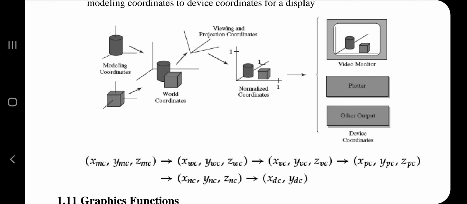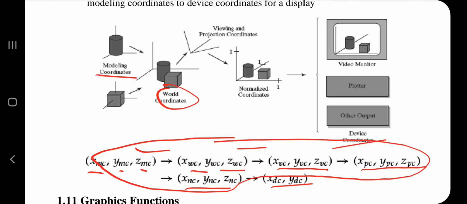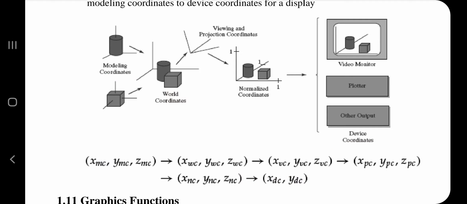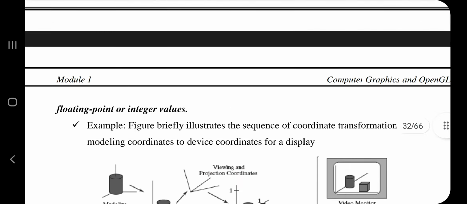Okay, so how to remember the equation? MC is nothing but modeling coordinates, WC world coordinates. In the same way, viewing coordinates, projection coordinates, normalized coordinates and device coordinates. In all of these you will have three values, x, y, z, but in the last one, which is device coordinates, you will just have x and y. So this is how you draw this diagram and write this equation. Same thing you have to do in the theory as well.